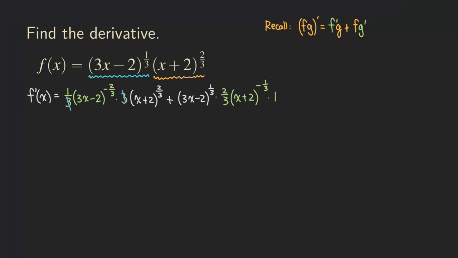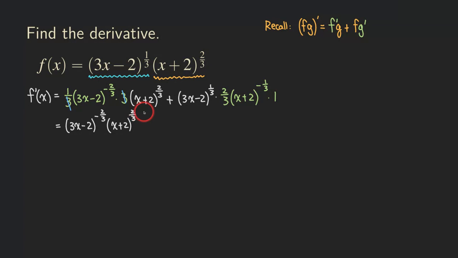Right? And then, so let's rewrite the expression. So it's going to look like what? It's going to look like this. We have 3x minus 2 raised to the -2/3. And then the other factor is x plus 2 raised to the 2 over 3.